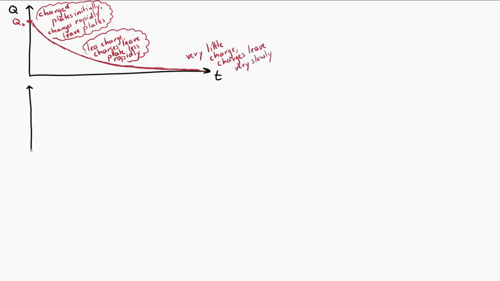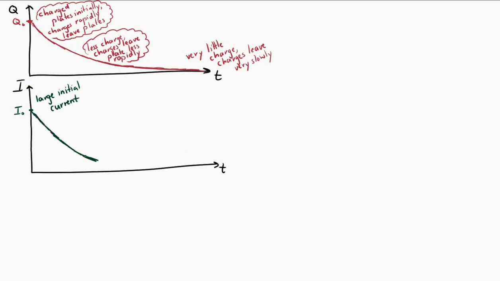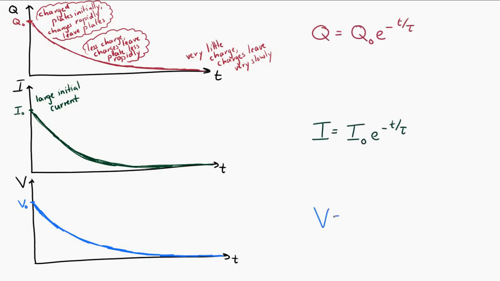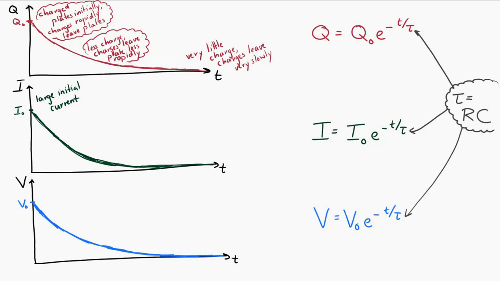And the current would do a similar thing. At first, the current is going to be large as the charge flows quickly, and then the current will decrease and decrease and decrease. Same with the potential difference across the plates. At first, the potential difference is going to be large, but it will decrease. We can write expressions for the charge, current, and potential difference across the plates in this way. It turns out they're decaying exponential functions. And when we write them this way, we use this expression tau. Tau is equal to R times C in this situation, where R is the resistance in the circuit and C is the capacitance of the capacitor.